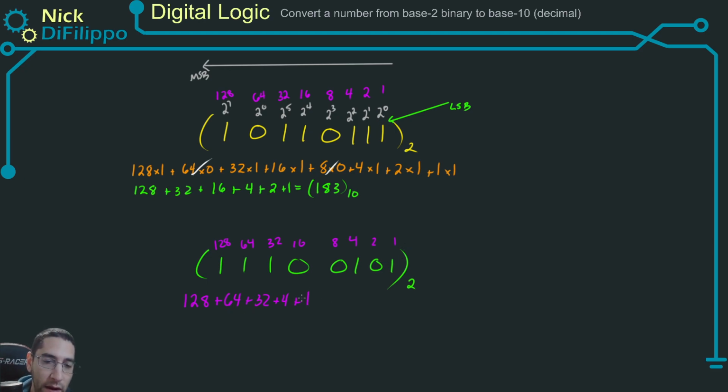So what do we get here? We get 537, 101. This is equal to 229 in base 10. Hopefully this helps you with converting from binary numbers to a decimal number.